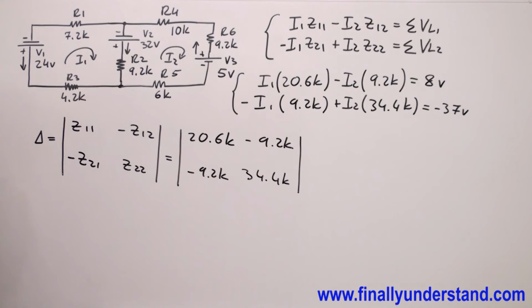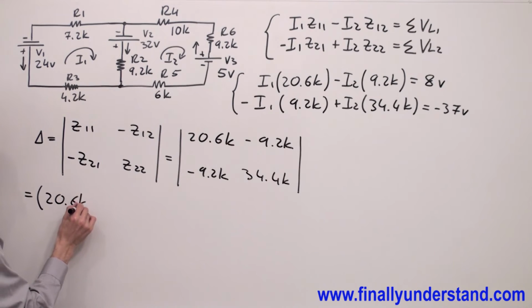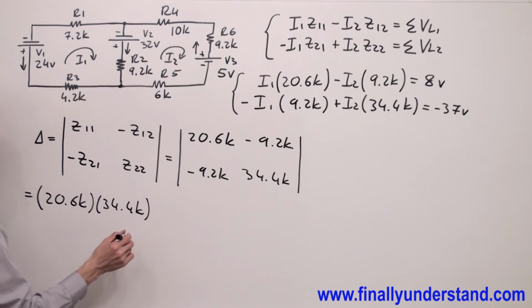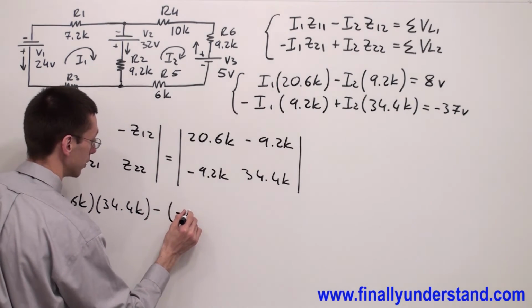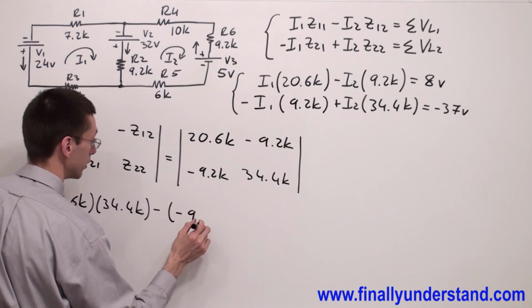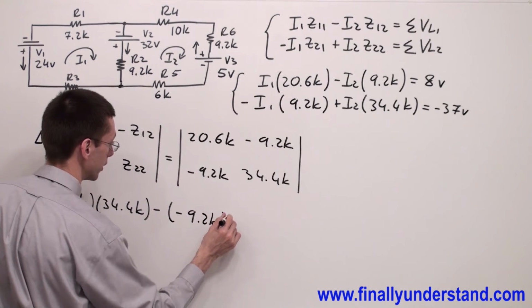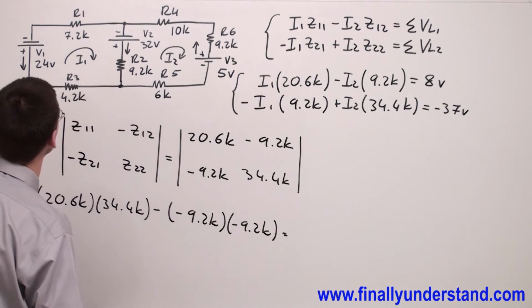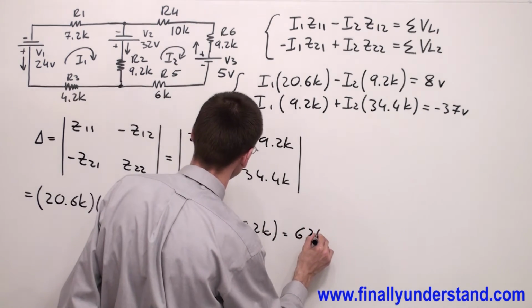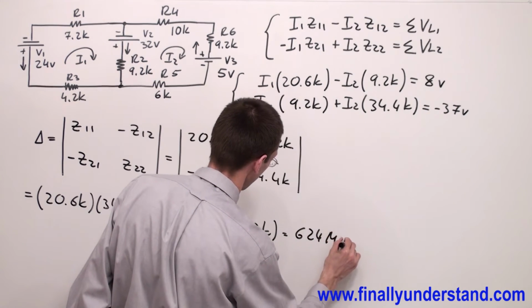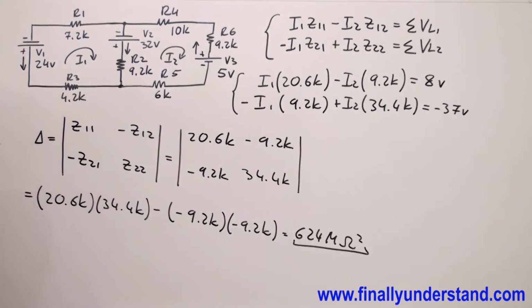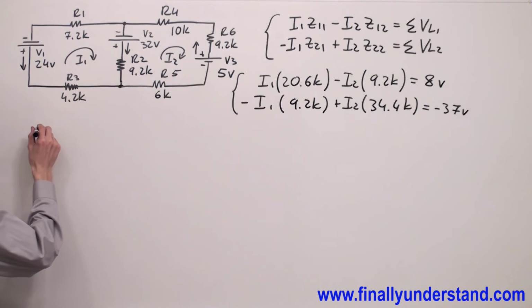Let's solve this determinant. I have 20.6 K times 34.4 K minus negative 9.2 K times negative 9.2 K. The answer is 624 mega ohm square. This is my delta. Next, we're supposed to find NI1.